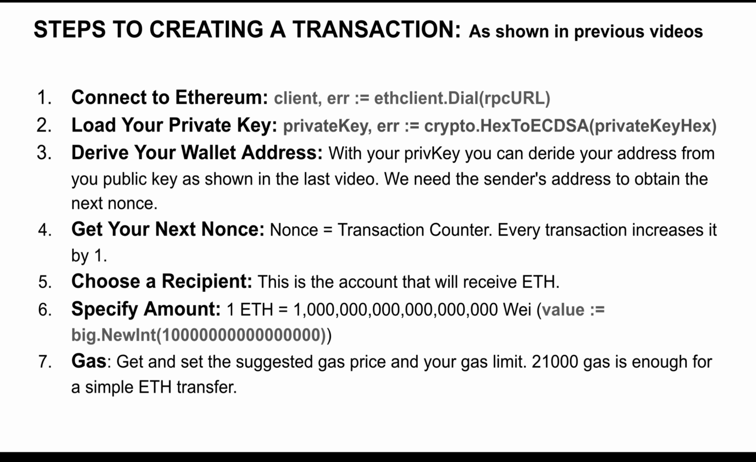So now you choose a recipient, like you're sending it from one wallet to another wallet, right? You choose a recipient that is going to receive it, and then you specify the amount. So 1 ETH is basically 1 followed by 18 zeros. It's basically 10 raised to power 18 wei. That is 1 ETH, right? So you take note of that.